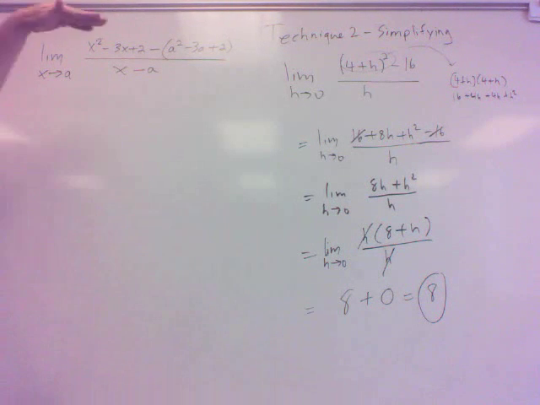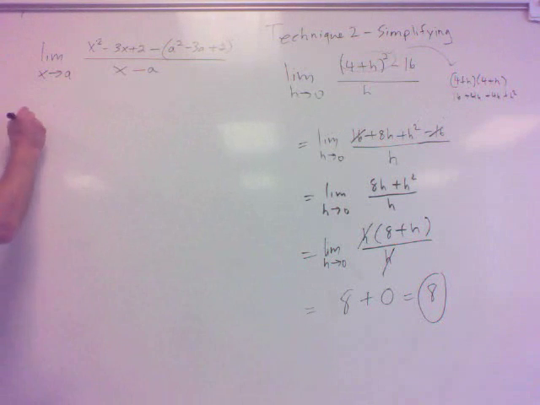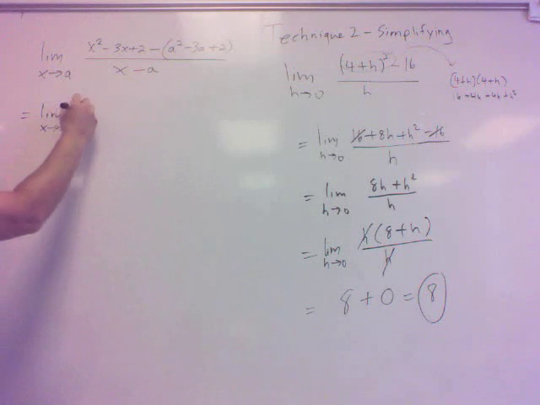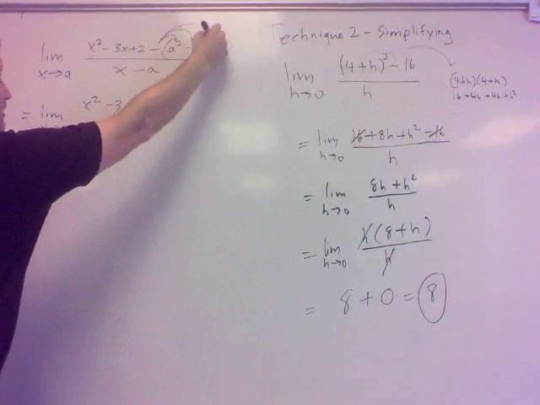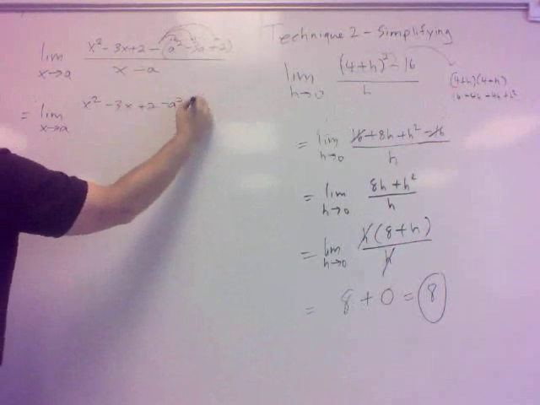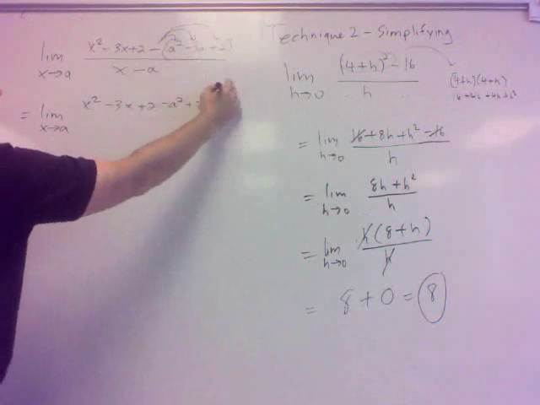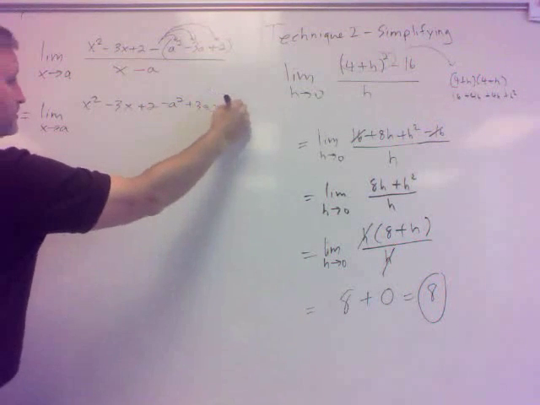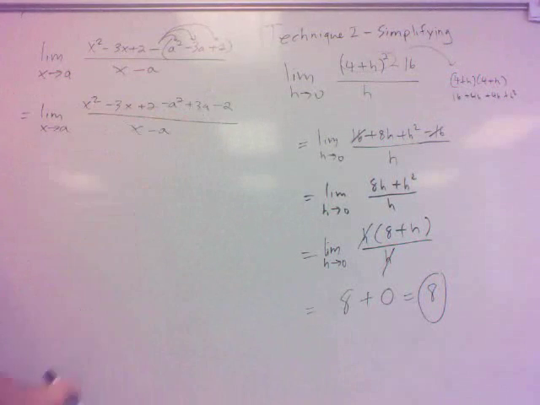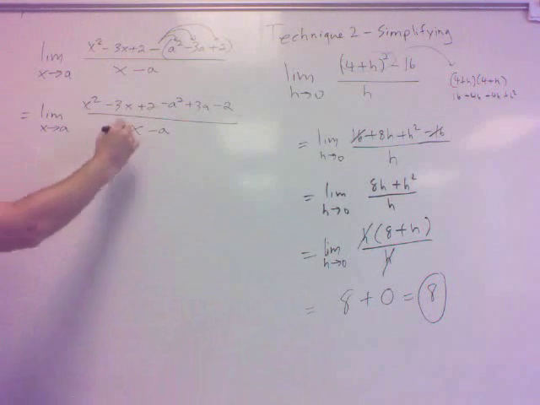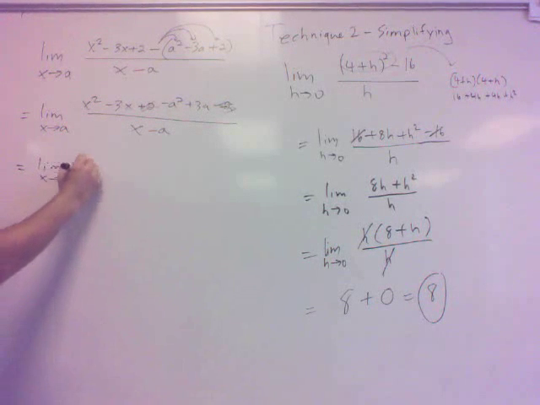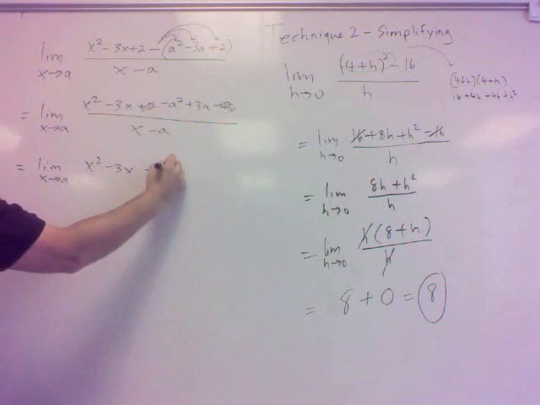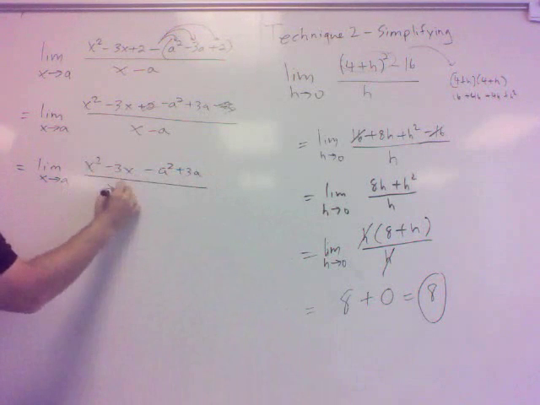So what do we do? Well, I mentioned it under technique 2 here because, yeah, let's simplify what we can on the top. And of course, first of all, don't forget to distribute your minus there. Minus times a squared is minus a squared. Minus times minus 3a is plus 3a. And then minus times 2 is minus 2. And really all that simplifies then is the 2's. So we wind up with this. Limit as x approaches a of x squared minus 3x minus a squared plus 3a over x minus a.